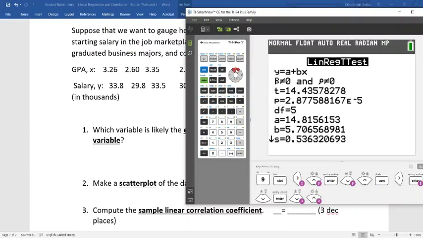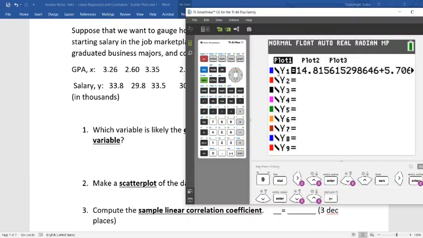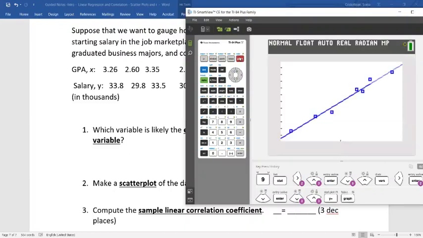I want to show you something else. If you go to the Y screen, something appeared under the Y. This is the equation, which is called the regression equation. This is actually the line that models the situation. And we'll be talking about this in the next video. I want to show you something else if I graph this. Now, because I have it in Y1, the line will appear on the scatter plot. So this is how it's done.